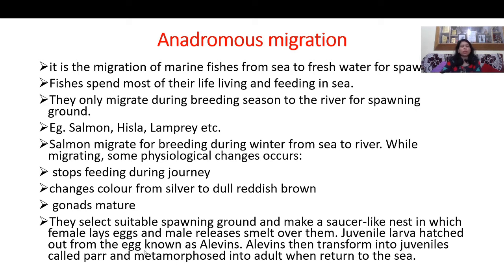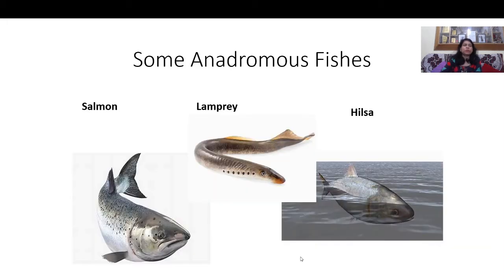Juvenile larvae hatched out from the eggs are known as alevins, and alevins then transform into the juveniles called parr, and parr metamorphose into the adult when returned to the sea. Some anadromous fishes are here: the salmon, lamprey, hilsa. You can see the morphology of the anadromous fishes.